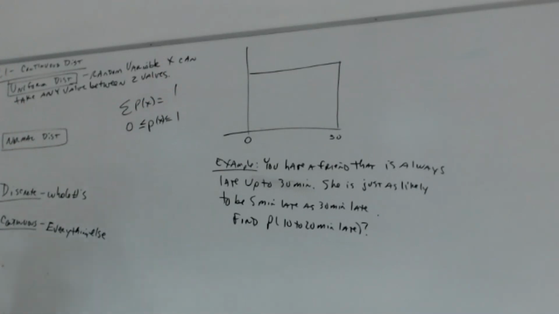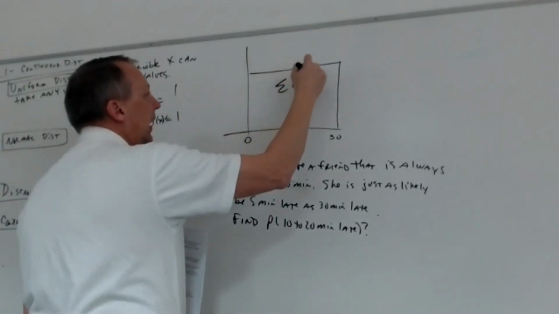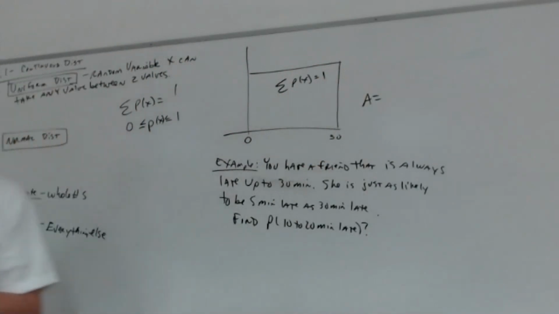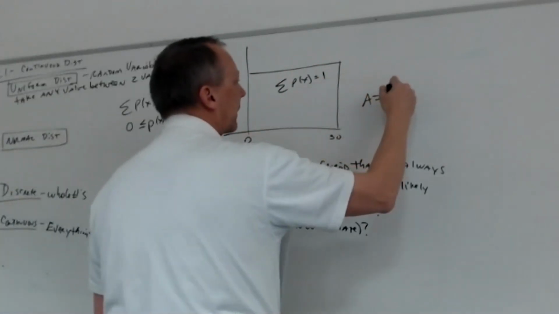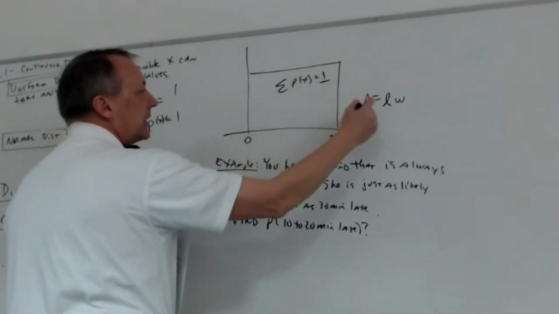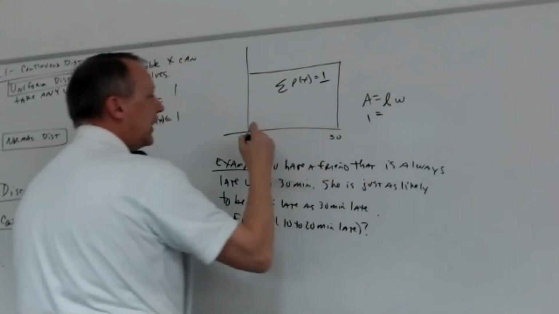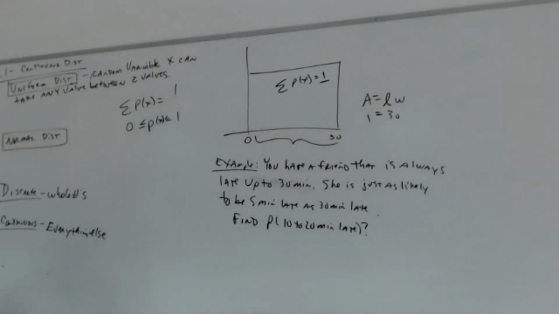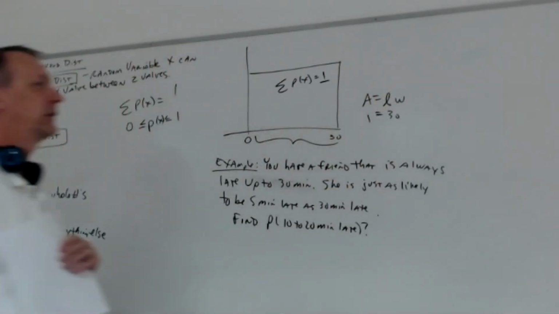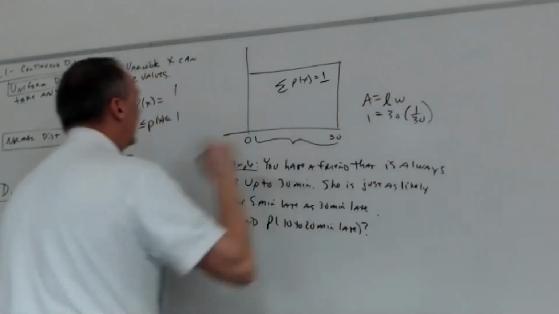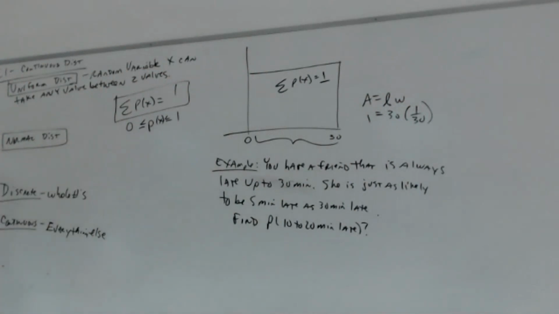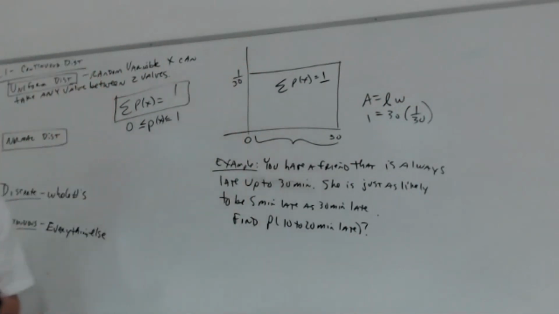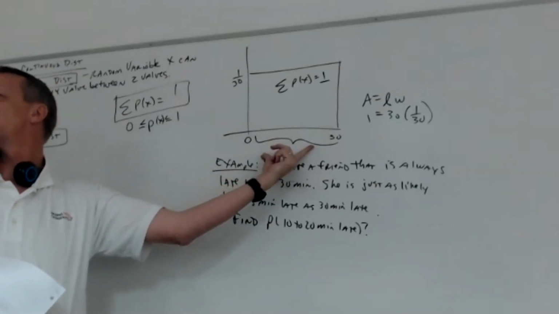So if the sum of all probabilities have to equal 1, and we know that this is a rectangle, what's the area of a rectangle equal? What's that formula? Length times width. Okay, so if we know that the area has to equal 1, and we know that the length is 30, what does the width have to be? 1/30, right? So the width has to be 1/30 in order to satisfy that rule there, right? Okay, so you should be able to figure out how tall any rectangle is. In this case, it's 1 over whatever your length is. Okay, super easy, right?